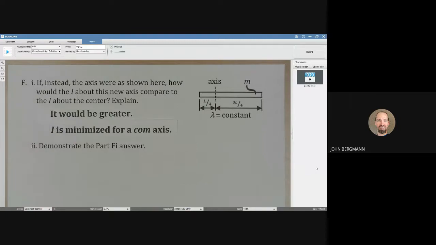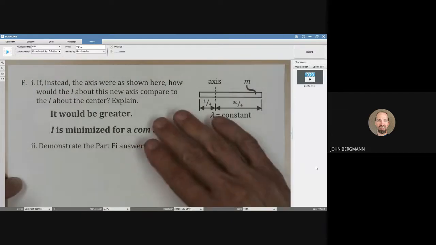And the answer is it's going to be greater. The moment of inertia in this case is going to be greater because the moment of inertia is always a minimum whenever you have a center of mass axis. The more mass that is farther from the rotational axis, that's going to increase your moment of inertia. And here we have bits of mass that are a good distance away from the axis compared to before. So we should get a larger value for our moment of inertia when we do this problem here.